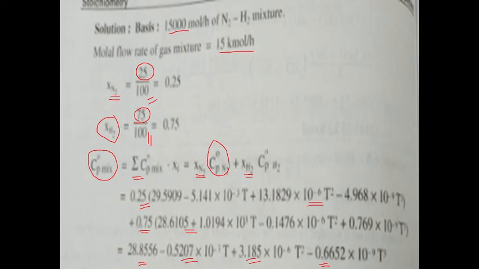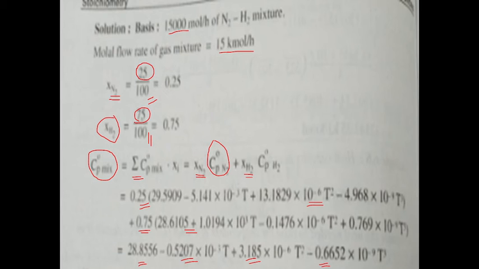Here the first component mole fraction value is the calculated value, so substitute 0.25. What about the Cp0 of nitrogen? The Cp0 of nitrogen is calculated from constant values, which are given in our problem. With the help of the constant values, first we develop the expression for Cp0 of nitrogen, then substitute here. Are you clear or not?